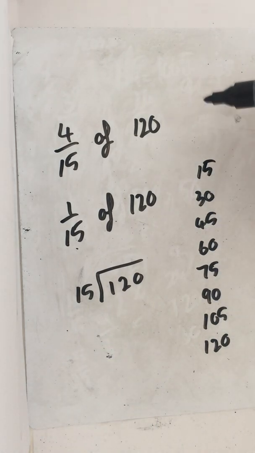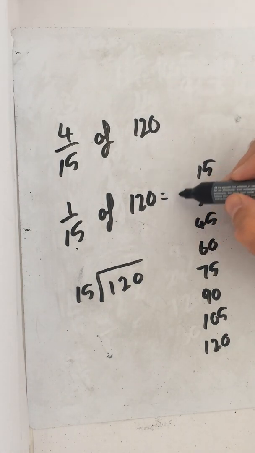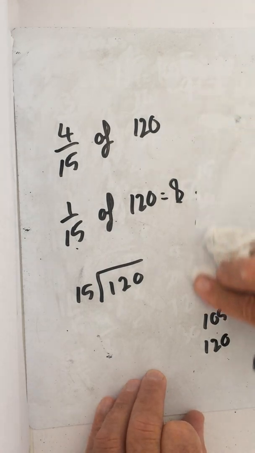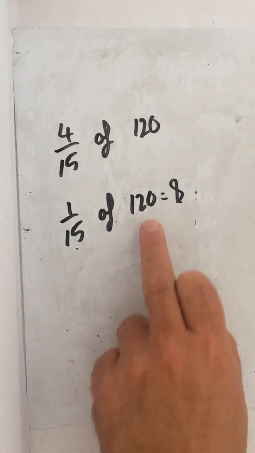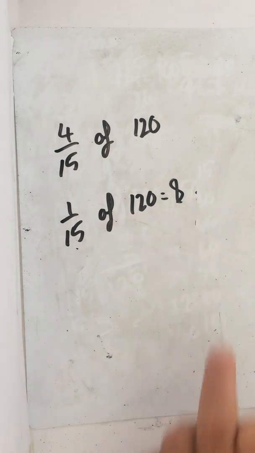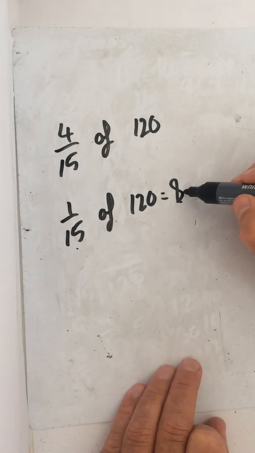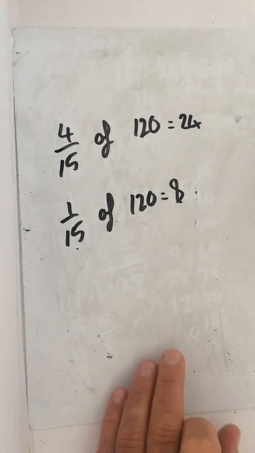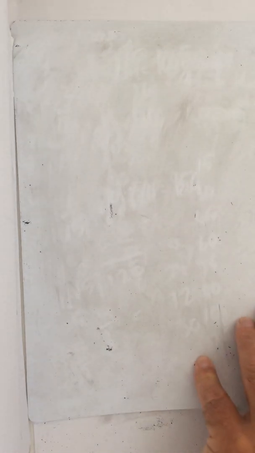So there's 1, 2, 3, 4, 5, 6, 7, 8. So that would be 8 there. So 1/15 of 120 is 8. There are 8 15s in 120. So I do 8 times 4, 24. So a few things there. You might have to change the unit of measurement if it's a unit of measurement, to make it easier, can't you?